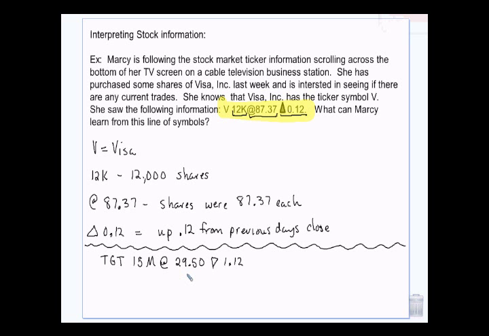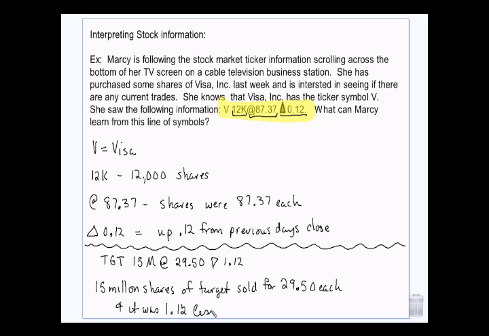And I have no idea how much Target sells for. I just made this up, okay? What this would tell me is that 15 million shares of Target sold for $29.50 each. And it was $1.12 less than yesterday. So the down arrow tells me it was less than yesterday, and the up arrow tells me it was more than yesterday.